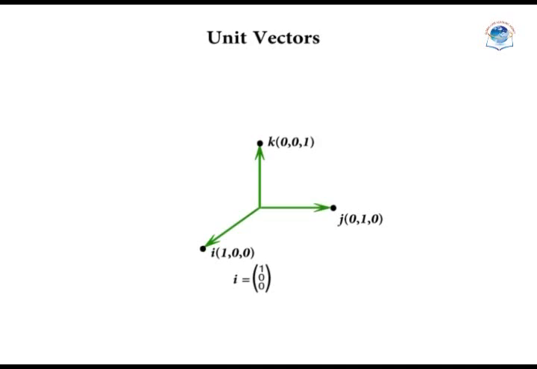In the 3-dimensional Cartesian plane, there are 3 unit vectors, i, j, and k, that represent points (1, 0, 0), (0, 1, 0), and (0, 0, 1) respectively. The position vector of i is (1, 0, 0), the position vector of j is (0, 1, 0), and the position vector of k is (0, 0, 1). Vector i is in the positive direction of the x-axis, j is in the positive direction of the y-axis, and k in the positive direction of the z-axis.